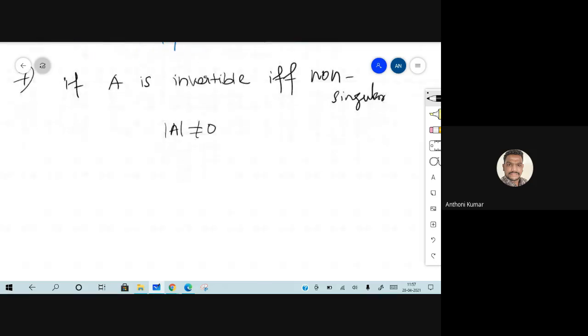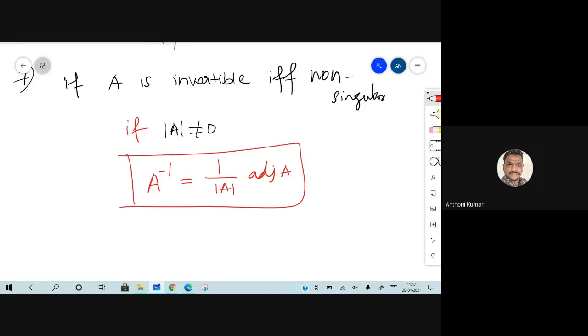Understand? So if A inverse exists, then what is the formula to find the inverse using the adjoint of the matrix? A inverse is equal to 1 by determinant of A into adjoint of A. This is the formula. You can use it if the determinant of A is not equal to 0, then the inverse exists. A inverse is equal to 1 by determinant of the matrix into adjoint of the matrix. Is that clear?